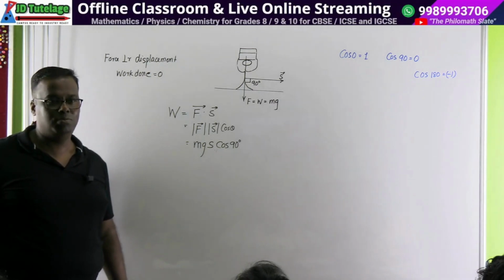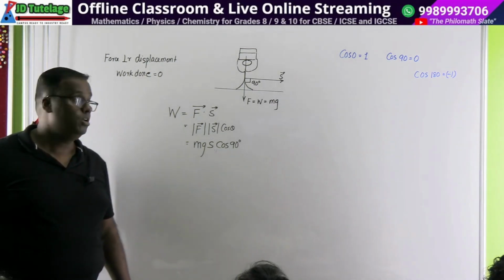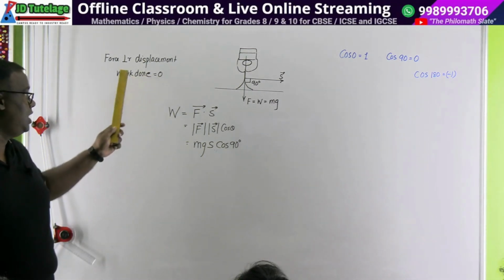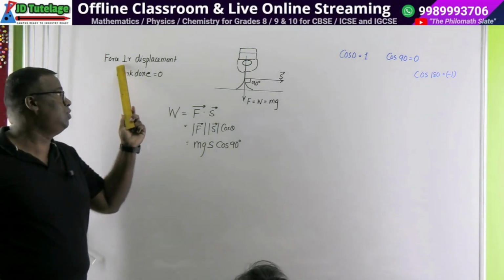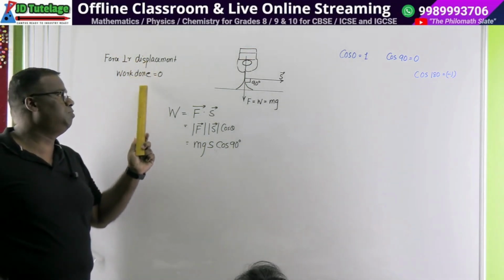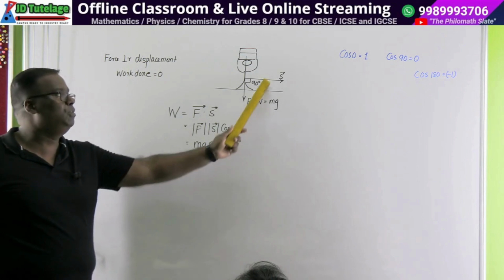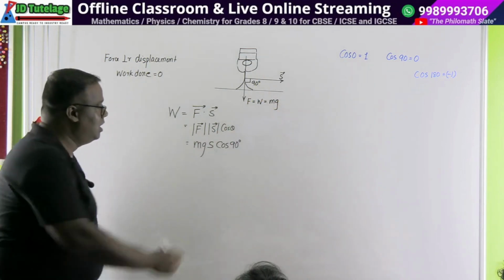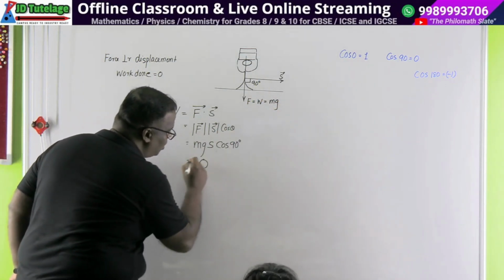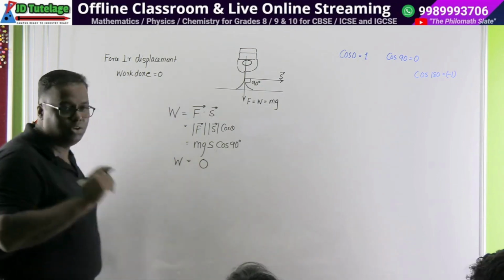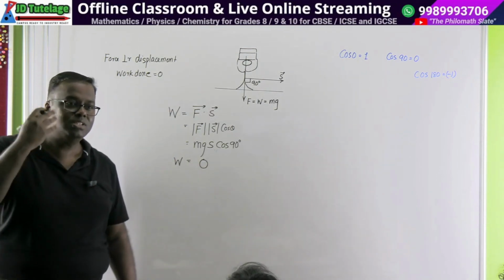Work done is 0 and I am not joking, it is 0. Your book will write a statement like this: that force, when it is perpendicular to displacement, work is 0. Don't you think this is a beautiful way to understand with the vector formula? That's why the work done is equal to 0. Can you understand? Now how easily it comes to you.